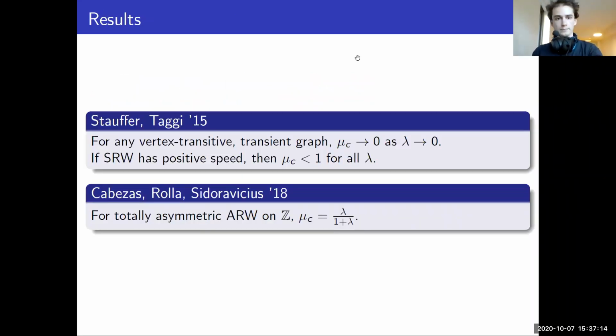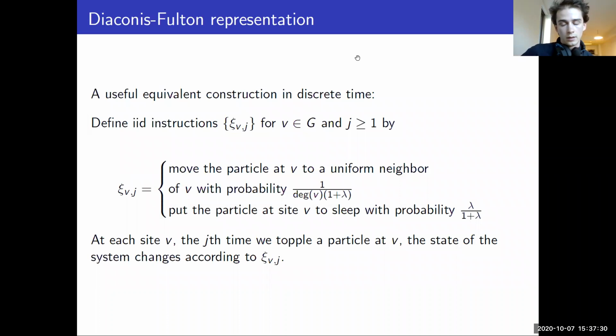So yeah, now I want to dive in a bit and tell you how you actually analyze this thing. The first step is to switch from this continuous time version to a discrete time version. We use the following construction, which is called the Diaconis-Fulton representation. The idea of this construction is to remove the randomness from the particles and instead put it in the sites of the graph. So the sites will form some random environment and particles just move through this environment. It's similar, but I think different from the chip firing version.